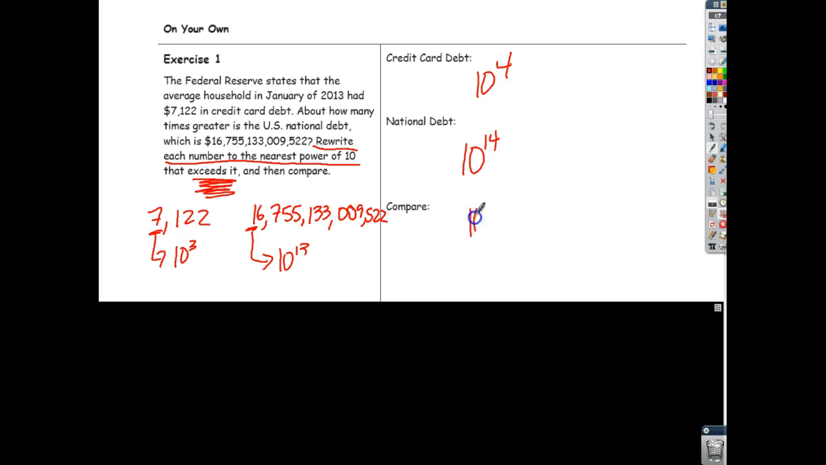Then we compared it. So we did 10 to the 14th divided by 10 to the fourth. Same base. Division means I can subtract exponents. 14 minus 4. So I get 10 to the 10th power. So we know that the credit card debt is 10 to the 10th times bigger than the personal credit card debt.